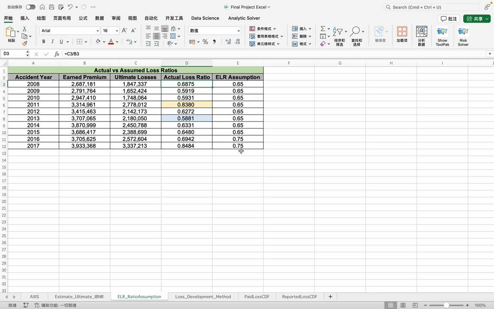Most years align reasonably well with the assumed ALR. For example, 2014 and 2015 were close to 65%. However, there were some notable outliers. In 2008 and 2011, the actual loss ratio was 84%, suggesting the ALR may have been too low. In contrast, in 2013, the actual loss ratio is around 59%, indicating the assumption may have been conservative. For 2016 and 2017, the actual ratios were 69% and 84%, which are also close to the 75% assumption. Overall, the ALR assumptions appear reasonable, but continued monitoring is recommended to ensure they stay aligned with the actual experience.